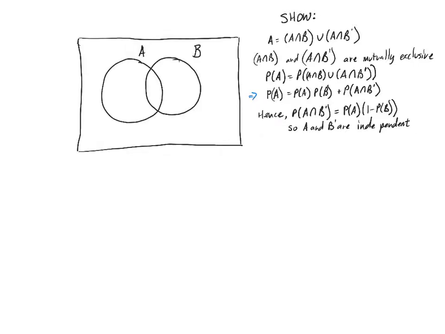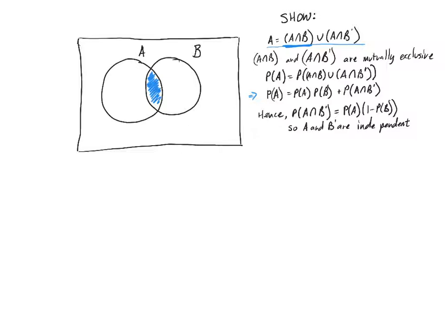The first thing they want us to show is that A is equal to A and B union A and not B. Okay, so let's find those first. A and B is the intersection, A intersection B, between A and B. So that's this section right here. So this is A and B, right there.